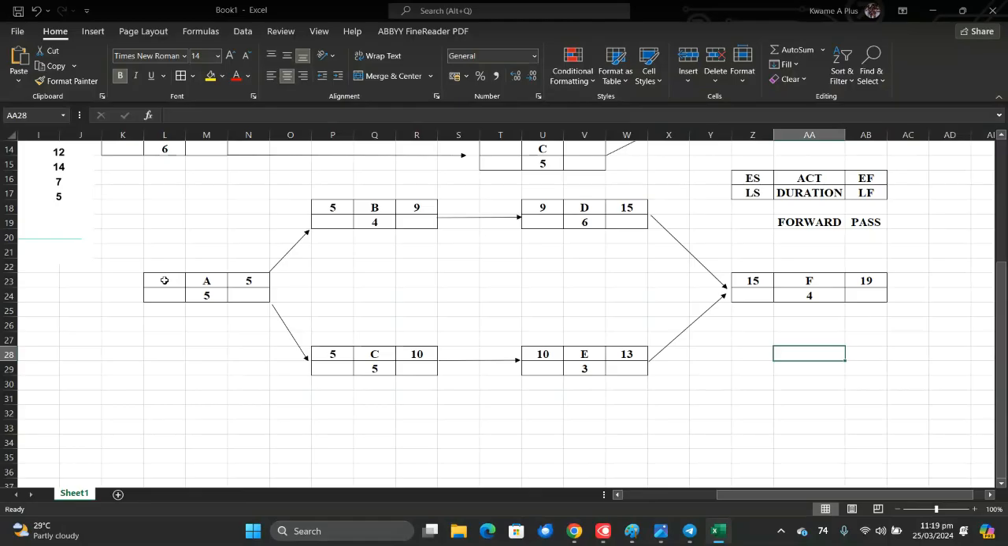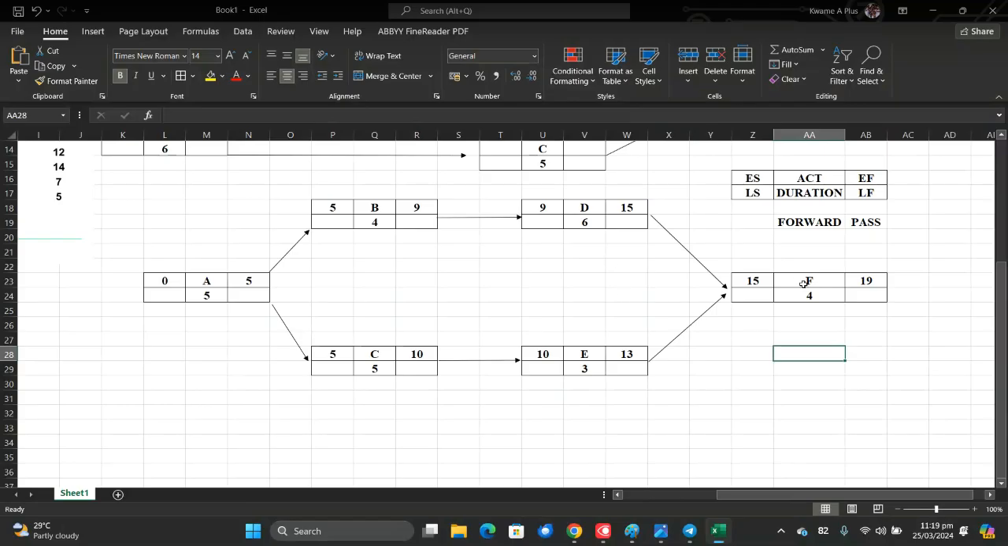So if that is the case and it's 1, then the earliest start for A is 1, and the earliest finish for A is 5, which will be added up to six. Yes, so that is how it is. So that is the forward pass.